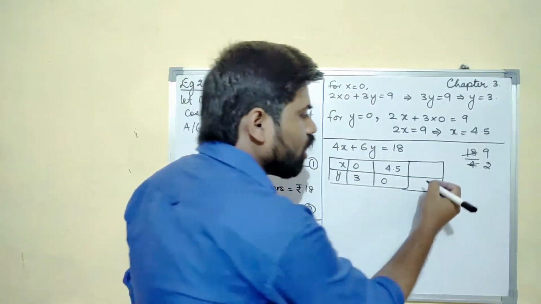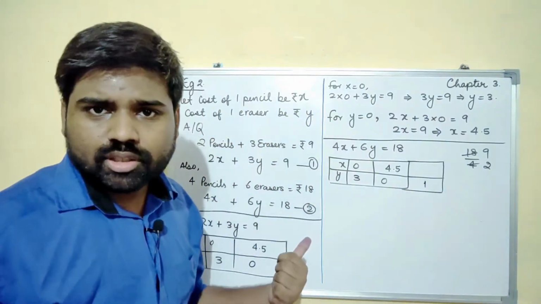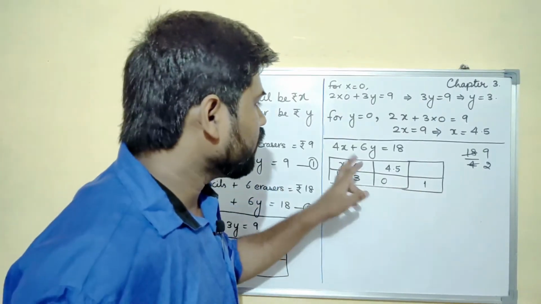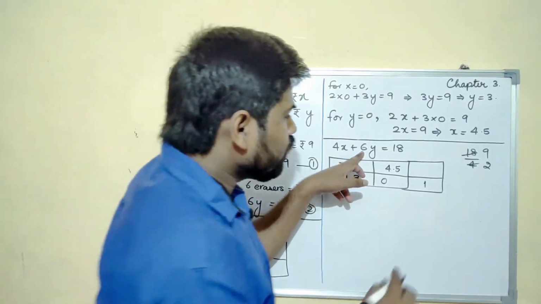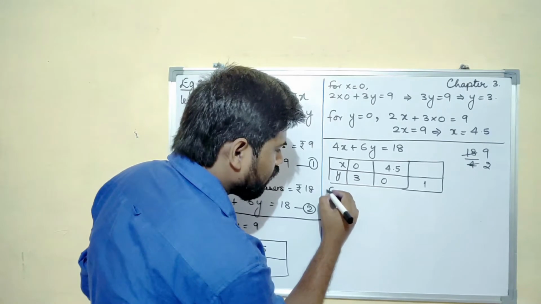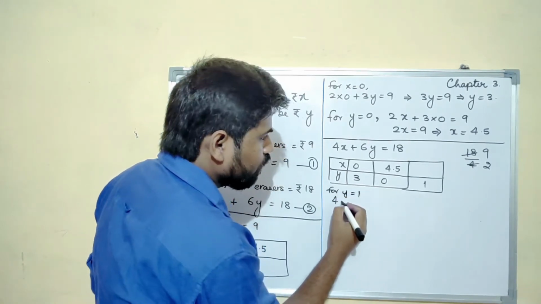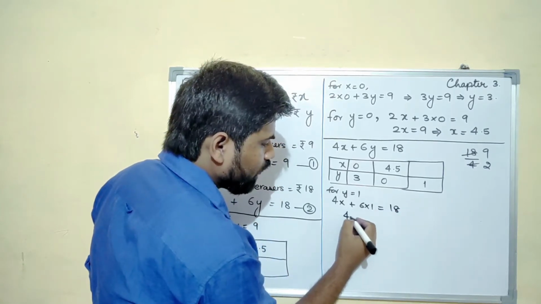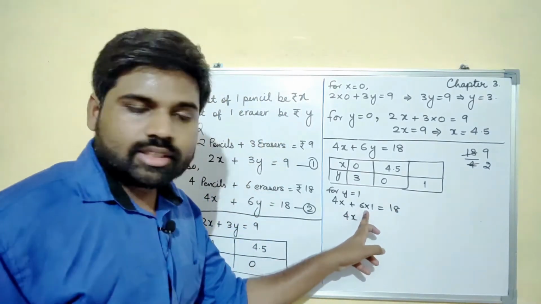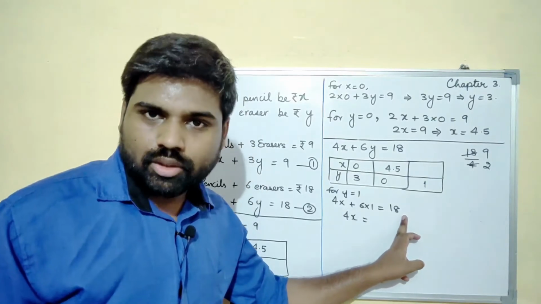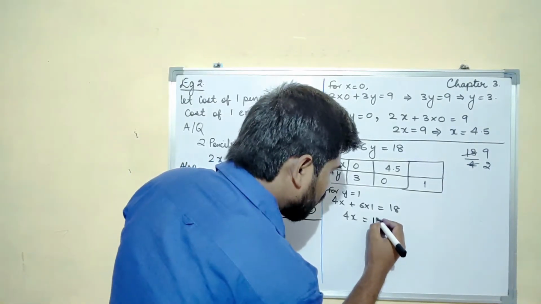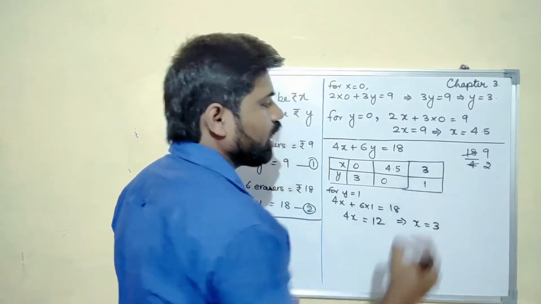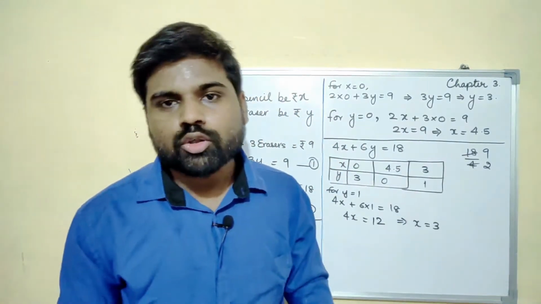Let us put the value of y as 1. I'm putting the value of y as 1. You can put any value as you wish. So 6 into 1 for y equals 1. 4x plus 6 into 1 equals 18. 4x equals, 6 will be subtracted from 18, right? So you will be left with 12 here. This means x equals 3. Okay, now you have got the points for two equations.